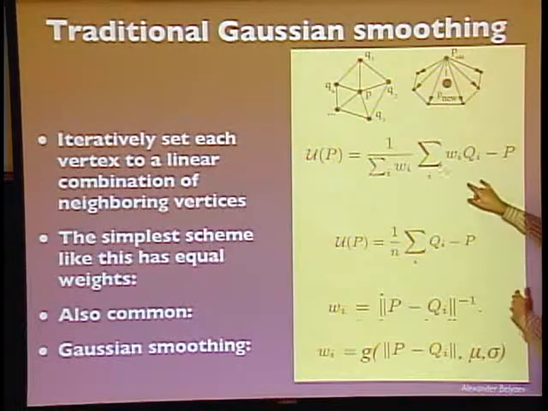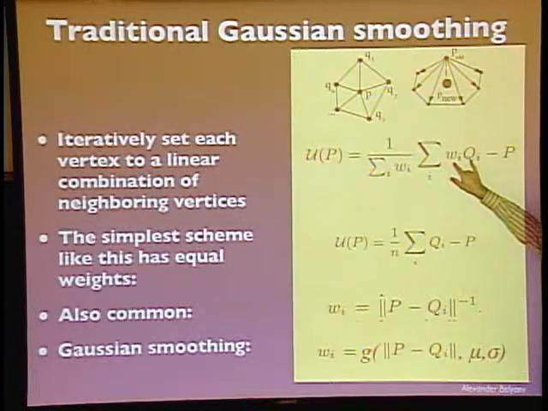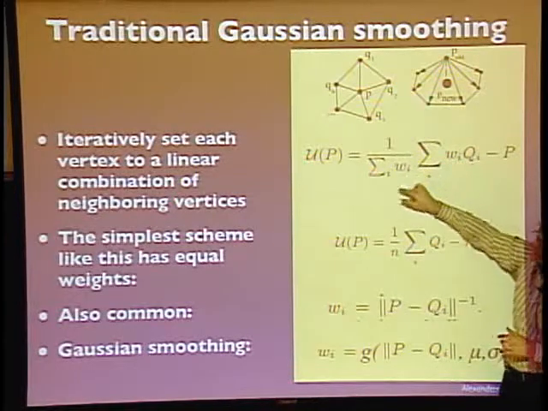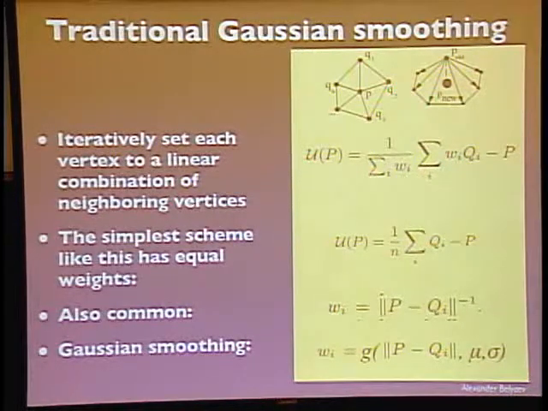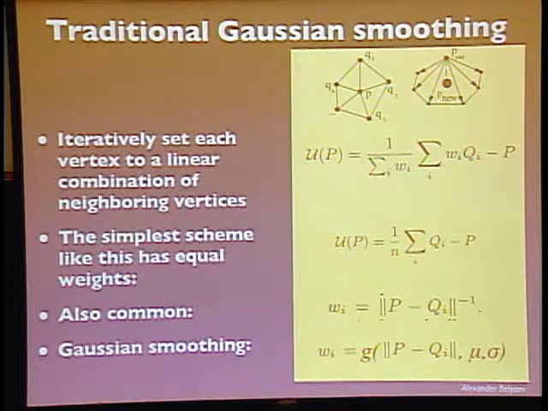So that's what this is doing. It takes a weighted combination of all the neighbors Q_i. So that's what this is doing here, taking a weight and then dividing by the sum of weights. That's a weighted average of the positions of Q_i, and moving P in that direction. That's why you're subtracting P from it, to move it in that direction. So now the question is, what should these weights be?